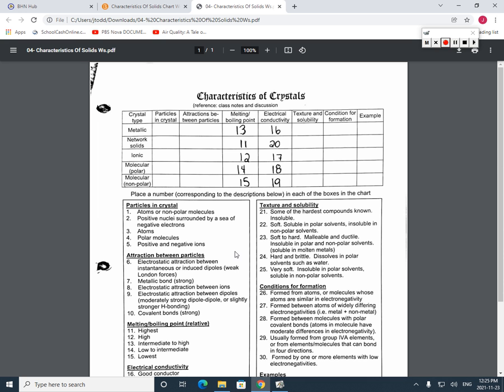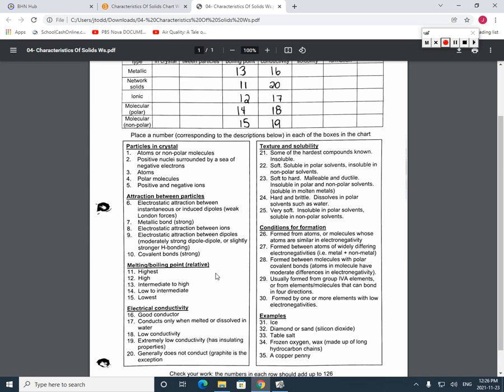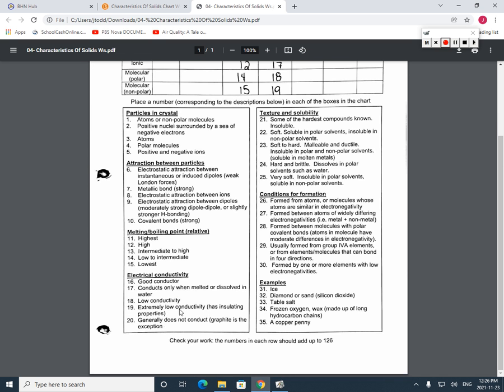Positive nuclei surrounded by a sea of electrons. That was just in the note. So I'm going to write number 2, okay? And then you go through them. So it's really just general. See what you can do. The row should add up to 126. Okay, so it's just a different way of trying to do the worksheet. The solution for this is on the back and on D2L.